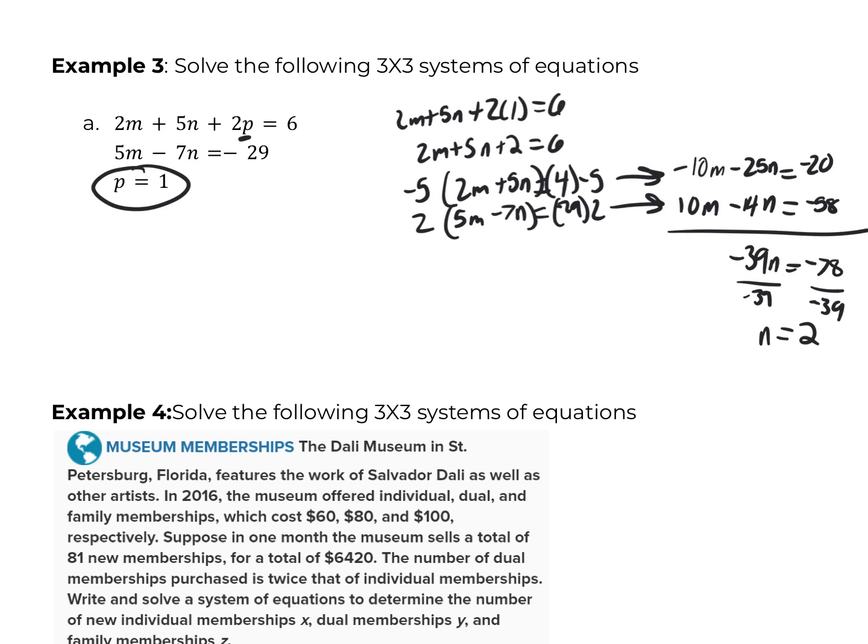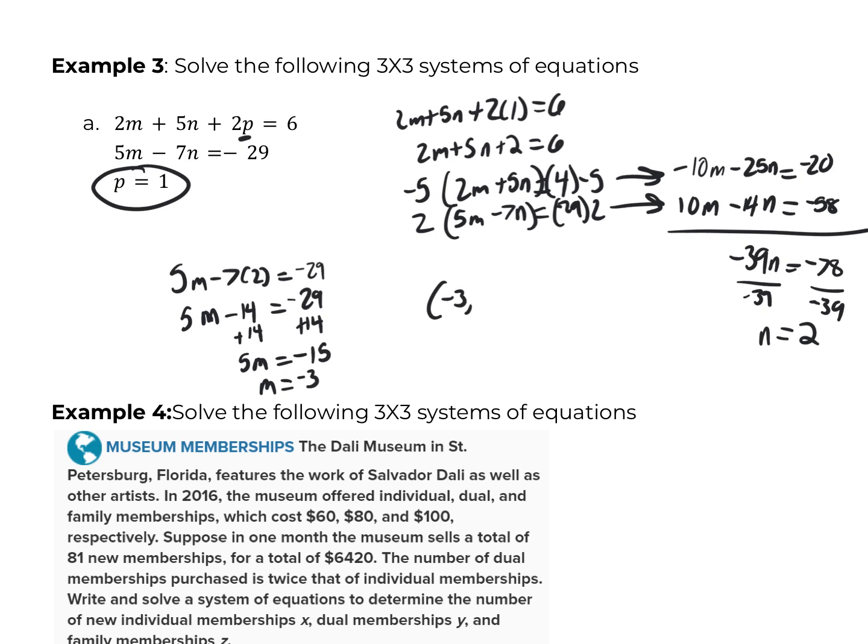So easily I can just plug those into, actually, let's just go to the middle equation. 5m minus 7 times 2 equals negative 29. So 5m minus 14 equals negative 29. So if I add 14 to both sides, I get 5m equals negative 15. So therefore m has to be negative 3. So my ordered triple is negative 3, comma 2, comma 1.